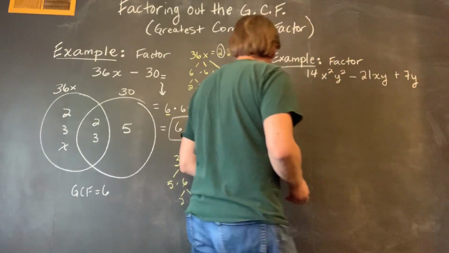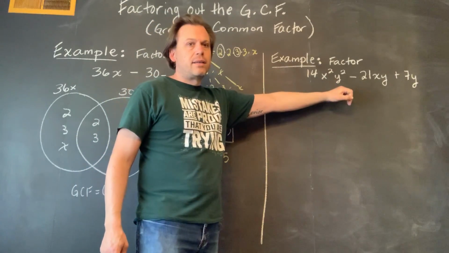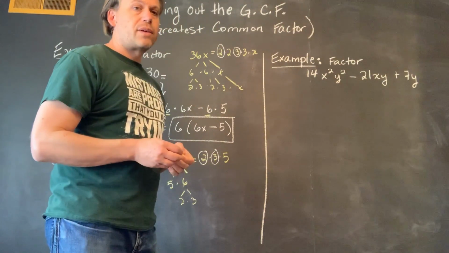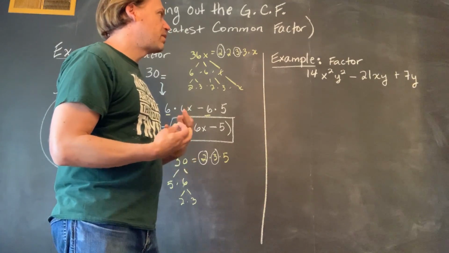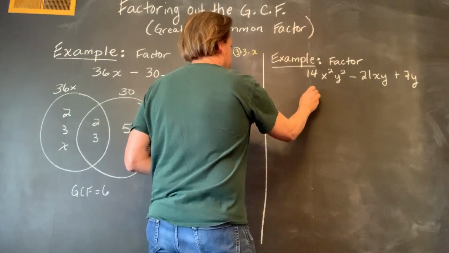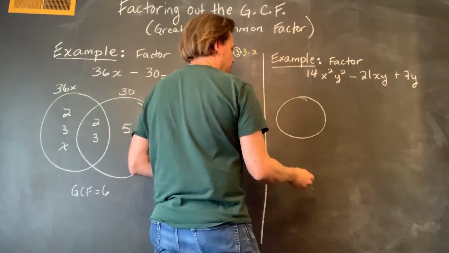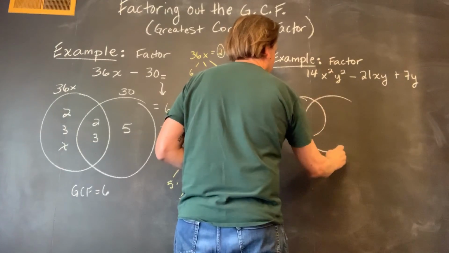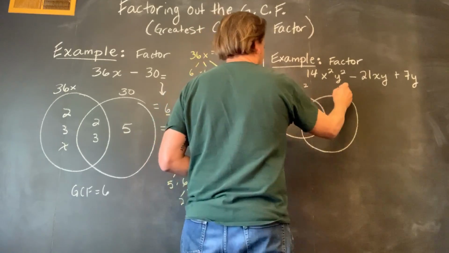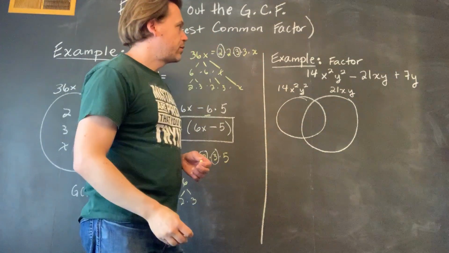So this one here looks a little more complicated. 14x squared y squared minus 21xy plus 7y. So when I do that, I've got to make a Venn diagram. If I'm going to do the Venn diagram, I'm going to need to make 3 circles. So I'll make a circle for 14x squared y squared, another circle for 21xy, and then another circle for 7y.